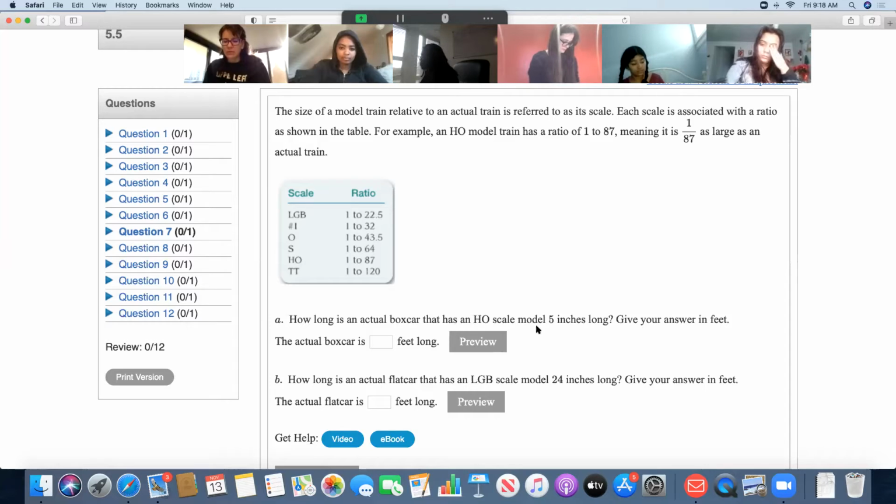Okay, that's part A. I'm going to go back to paper in a minute. How long is an actual flat car? Now we're into a different one, LGB. Okay, LGB, the ratio is 1 to 22.5. Everybody finding that on the table? Okay. How long is the actual thing if the model is 24 inches?